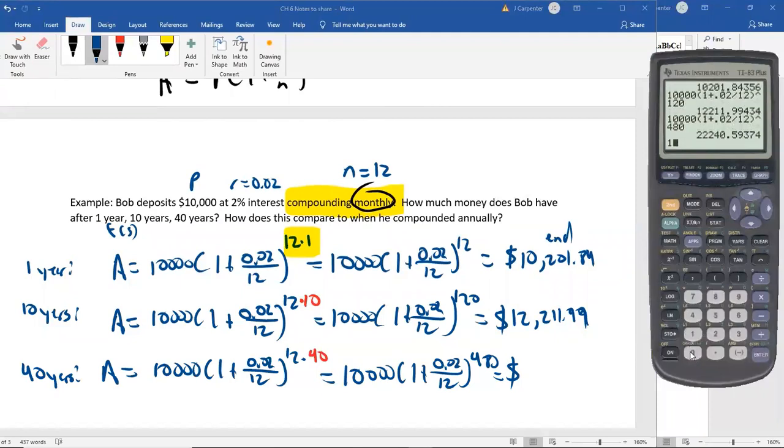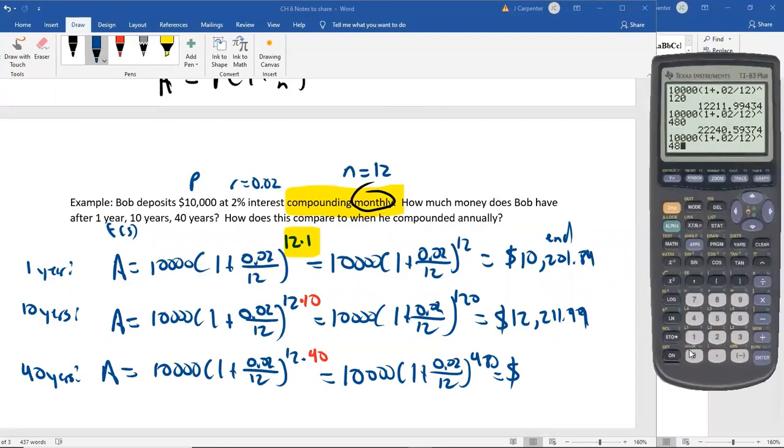Or I could manually retype everything. 10,000 times parentheses 1 plus 0.02. Excuse me, I know I'm coughing a lot today. Divided by 12, close it, raise it to the 480. See, there I just typed everything out again. Same answer.